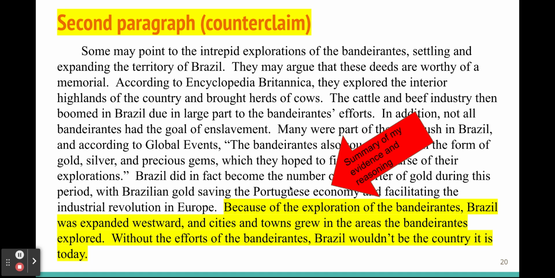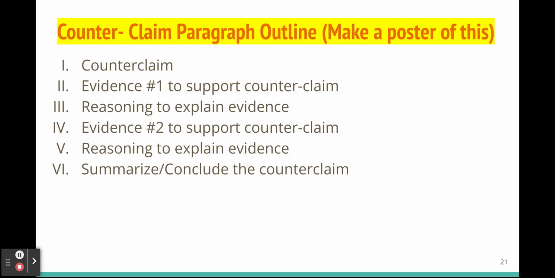Let me show you what it looks like in a good old Roman numeral outline. I started with my counterclaim. Then I gave my first piece of evidence that supports that counterclaim, and then I explained my thinking. Then I gave my second piece of evidence to support my counterclaim, and I explained my thinking about that one. And then finally, I summarized or concluded the counterclaim in general, that Brazil wouldn't be what it is without the Bandeirantes. Yeah? So there you go. This is my structure, one possible structure for a counterclaim paragraph in a claim, counterclaim, conclusion style piece of writing. Happy writing!